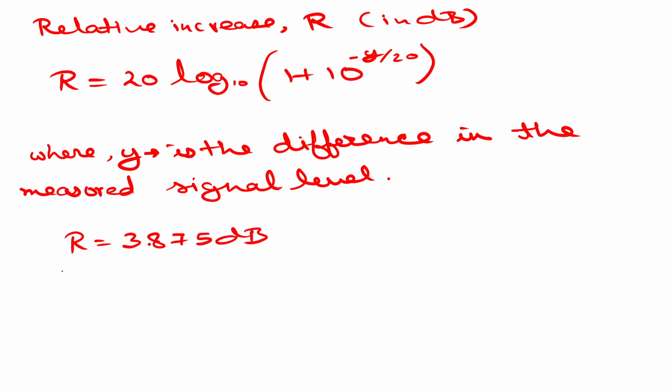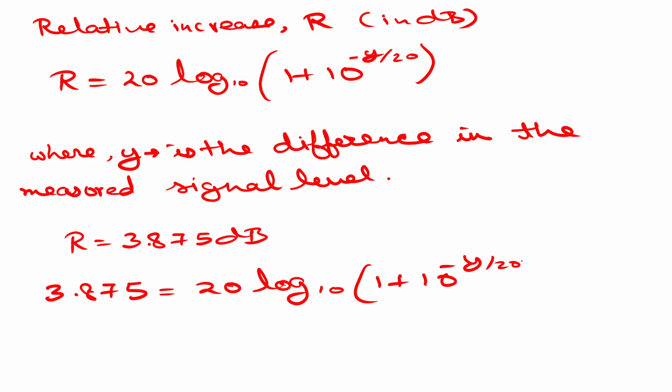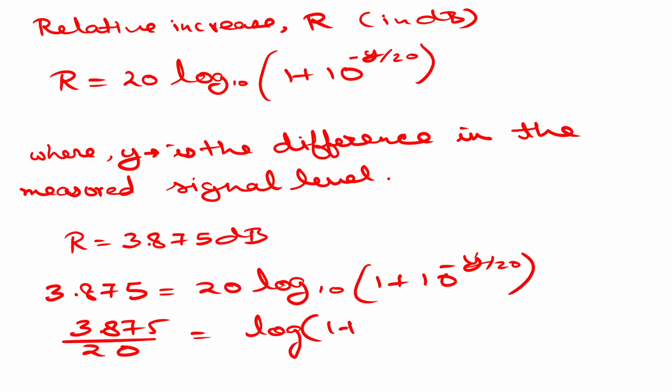R is given in the question as 3.875 dB, and the formula for R we already know, so we can just equate these two. 3.875 equals 20 log base 10 of (1 plus 10 to the power minus y by 20). Now we want to find out what y is. So I will bring this 20 to the left hand side: 3.875 divided by 20 equals log base 10 of (1 plus 10 to the power minus y by 20).